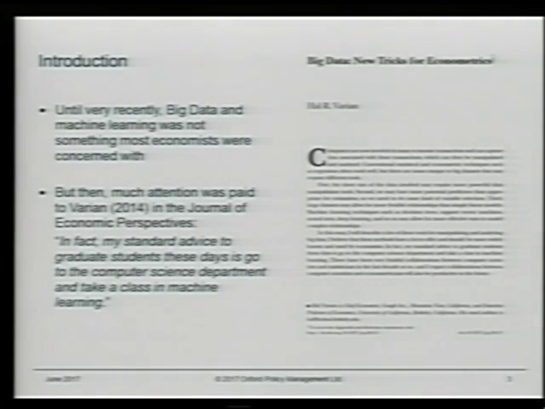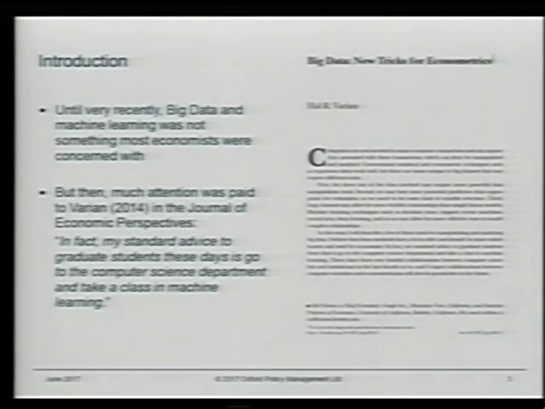Recently, in 2014, Hal Varian published this article in the Journal of Economic Perspectives, which is called Big Data: New Tricks for Econometrics. That caused a lot of fuss. People started to look into these methods. This article really is a summary of what had been done up until that time in terms of using these new methods, these machine learning methods, in econometrics.